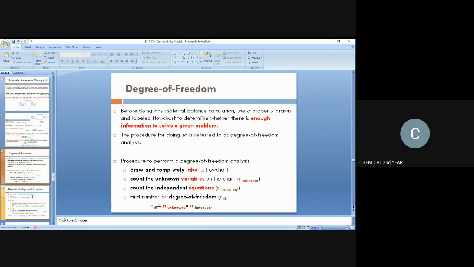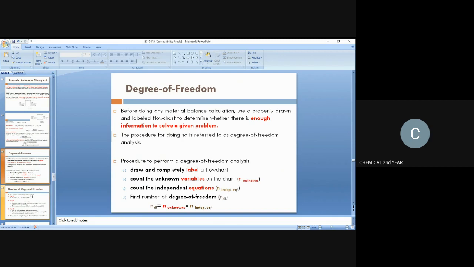Degrees of freedom. Before doing any material balance calculation, we use a properly drawn and labeled flowchart to determine whether there is enough information to solve the given problem. The procedure for doing so is referred to as degree of freedom analysis. Procedure to perform a degree of freedom analysis.